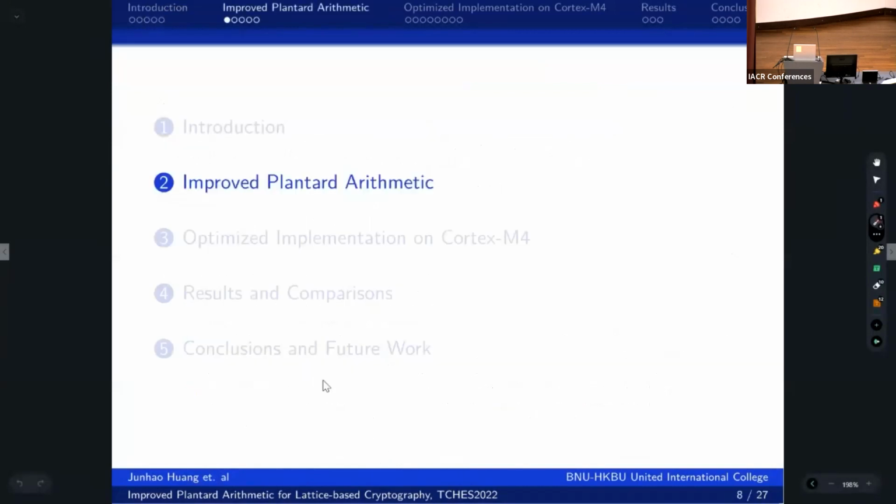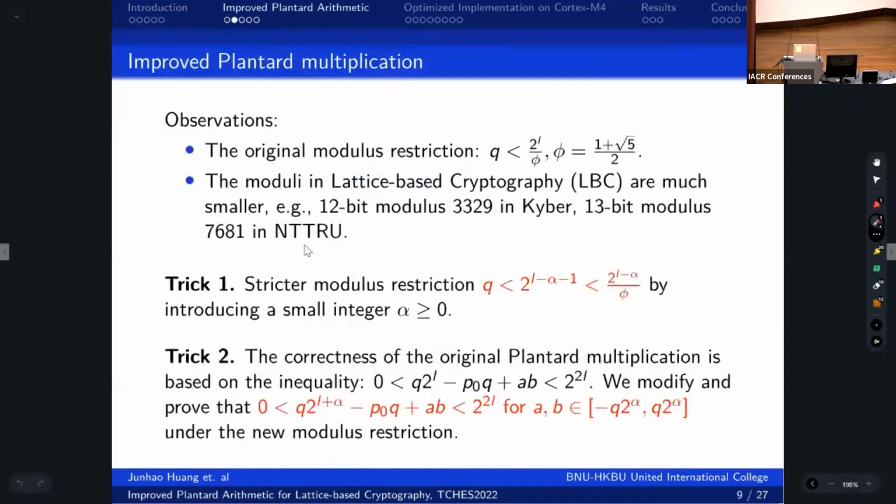We now show how we improve the Plantard arithmetic tailored for LBC. The improved Plantard multiplication is based on 2 observations. The first one is that the original modulus restriction is Q is less than 2 to the power of L divided by phi, where phi is the golden ratio. On the other hand, the moduli in LBC are much smaller, for example the 12-bit and 13-bit moduli in Kyber and NTTRU.